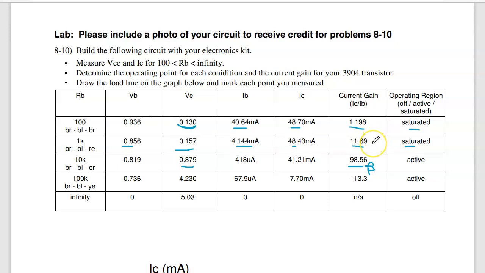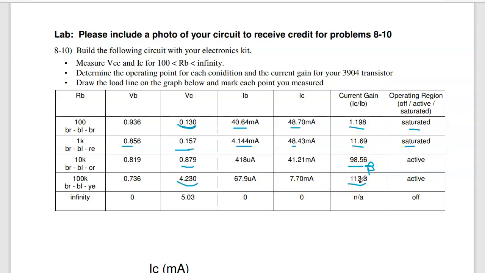So all this tells me is that beta is at least 11. How much more I don't know. Here the gain is at least 1.1. How much more I don't know. At this point when I'm active, I actually know beta. Beta is 98. At 100K, again I know VB, VC. This is again active mode. It's between 0.2 and 5. The ratio of IC to IB is 100. Again, this should be roughly constant.